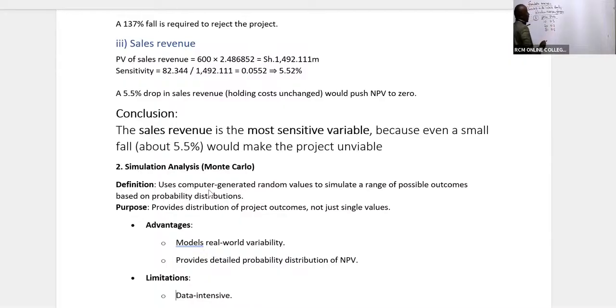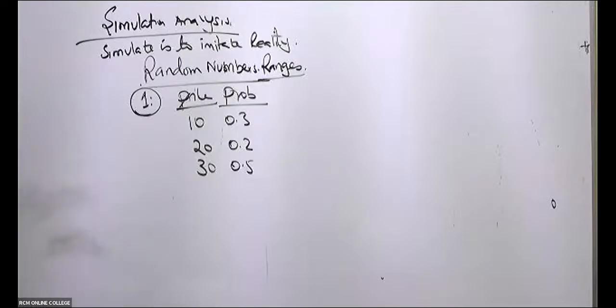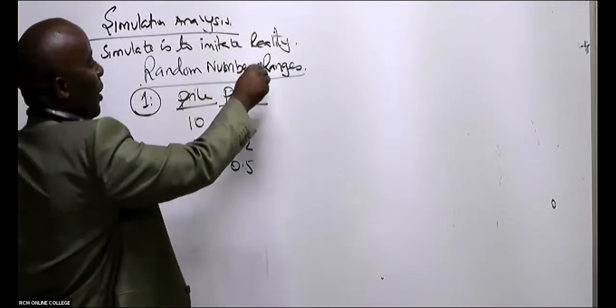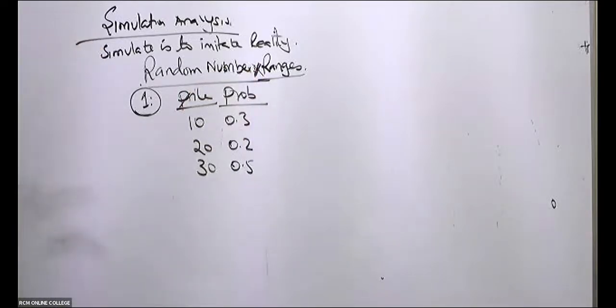So this you must write. Random number ranges, we must write this down. Please try writing this down. So we are doing exercise number 1. Please write down this very, very important question. You just write a title there: random number ranges. And then you start with exercise 1.